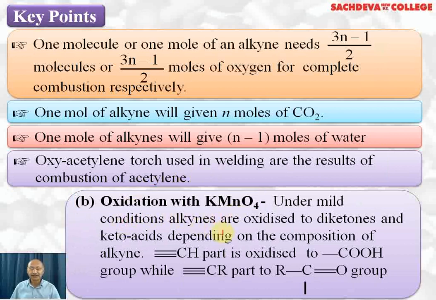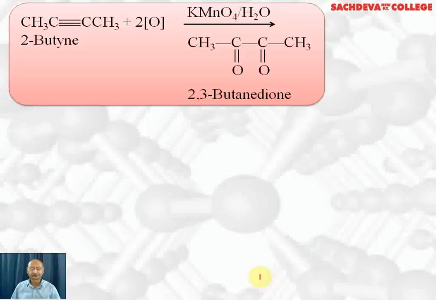Under mild conditions, alkynes are oxidized to diketones and ketoacids depending upon the composition of alkyne. For example, in terminal alkynes, this part is oxidized to carboxylic acid. And if there is an alkyl group attached to the carbon which is attached to the triple bond, it will be oxidized to keto group. Let's take as an example 2-butyne when it reacts with KMnO4.